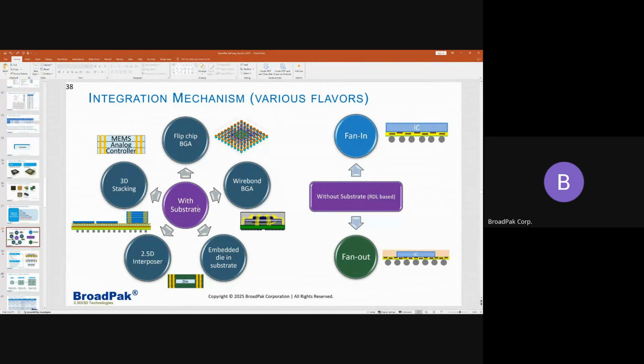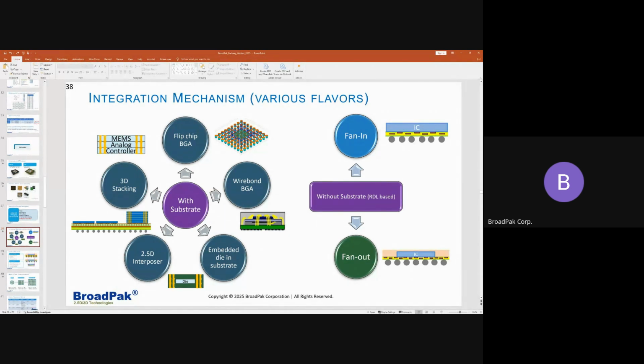Or it could be without the substrate, meaning it could be either fan in or fan out. What do I mean by fan in? We can use the surface of the die to relocate the position of the bumps on the die and increase the bump pitch. Or we can embed the die in a mold and then use the surface area to fan out and increase the bump pitch. This is what we call fan out. We call the other one fan in.